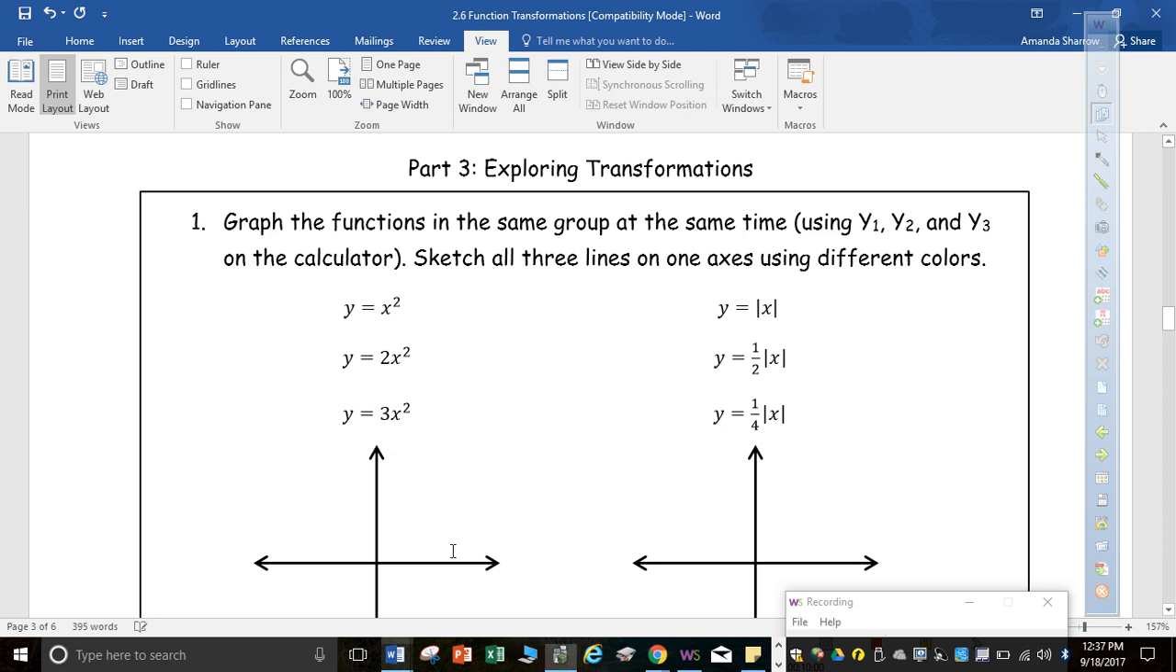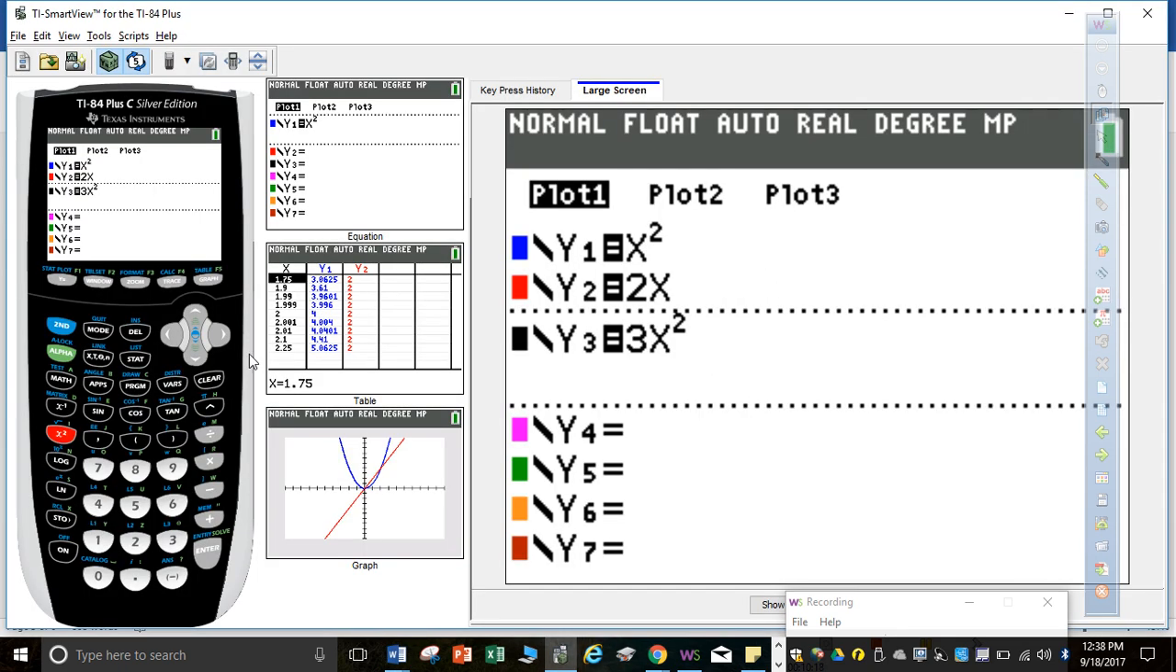So I'll let you do that part on your own, graph and draw what you see. And then for the next set, we're looking at some changes with absolute value. So you can pause the video if you need to and jump back on when you are ready for the next set.